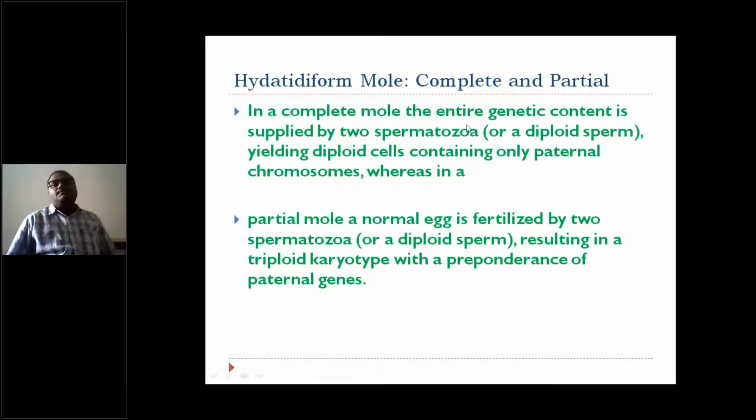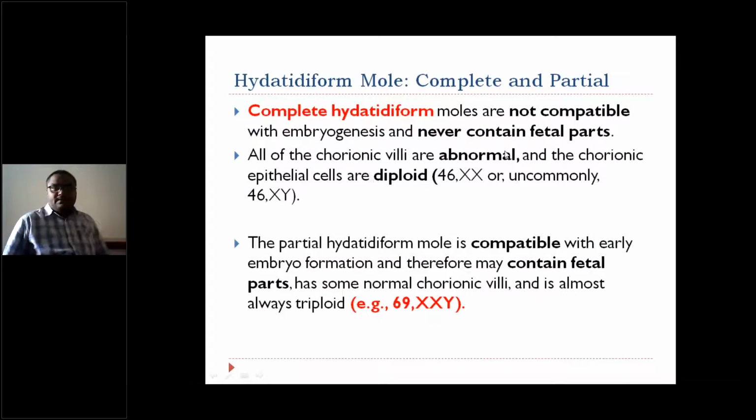In a complete mole, the entire genetic content is supplied by two spermatozoa or a diploid sperm, yielding diploid cells containing only paternal chromosomes. Whereas in a partial mole, a normal egg is fertilized by two spermatozoa or a diploid sperm, resulting in a triploid karyotype with a preponderance of paternal genes. So there is an ovum and two sperms, or a single sperm that has doubled; this results in a partial mole. In a complete mole, an empty ovum is united with a diploid sperm, so you will have only paternal chromosomes and no maternal chromosomes.